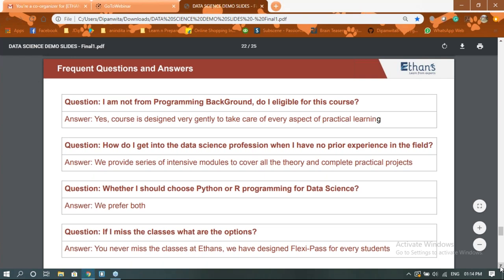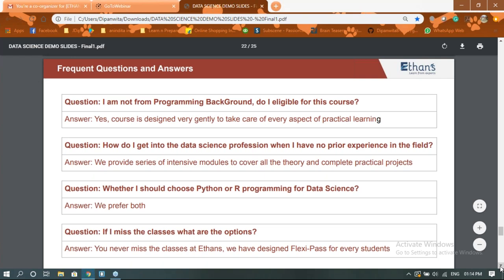How do I get into the data science profession when I have no experience in the field? A lot of people have already asked this question. We provide a series of intensive modules. As I told you, you will be doing practical things here, which will give you a lot of real-time experience, so you will not be a newbie anymore.